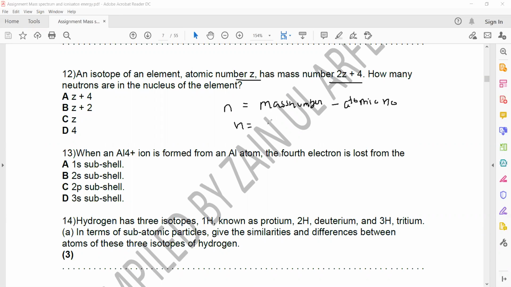So the mass number is 2Z plus 4, minus the atomic number Z. When you solve this, 2Z minus Z is equal to Z. So N is equal to Z plus 4. So that's why A is the right answer.